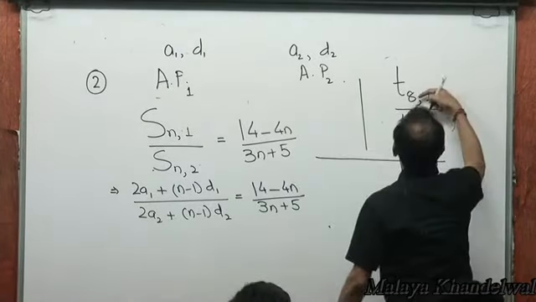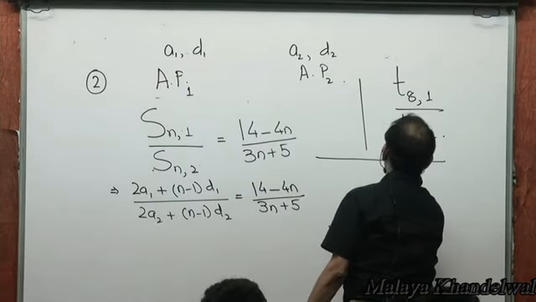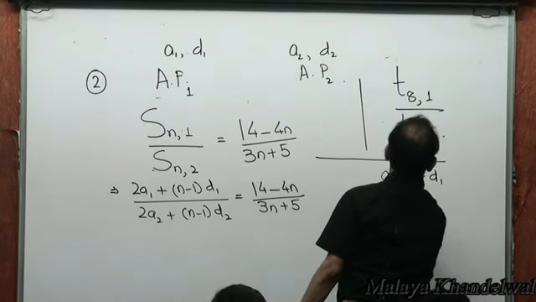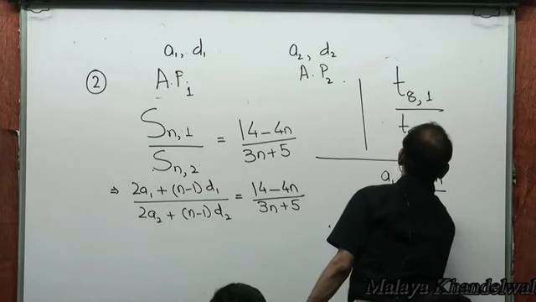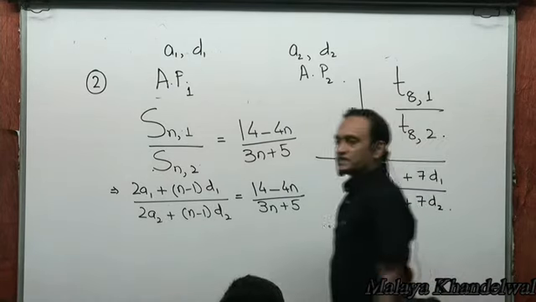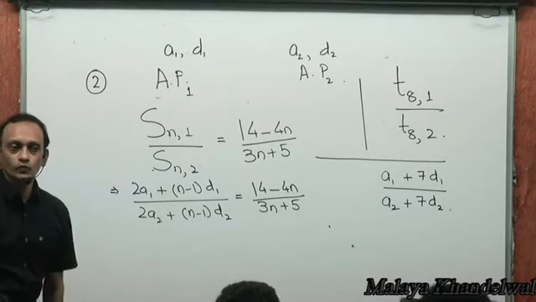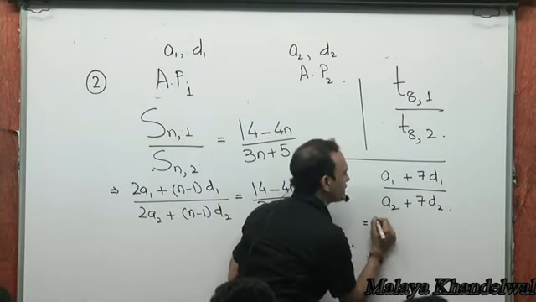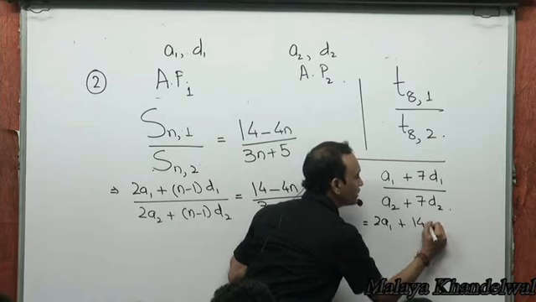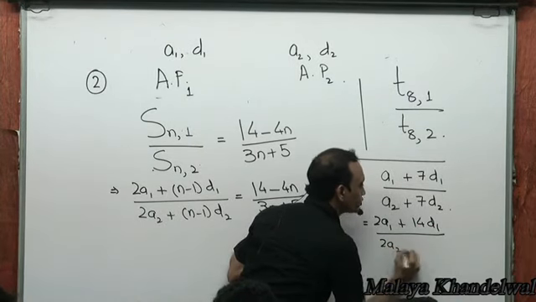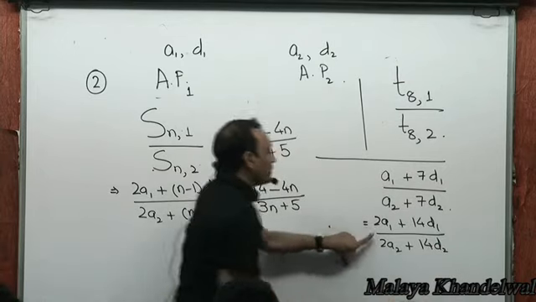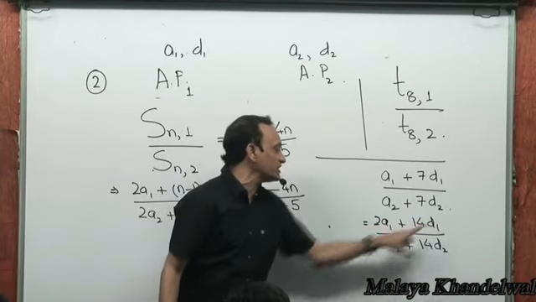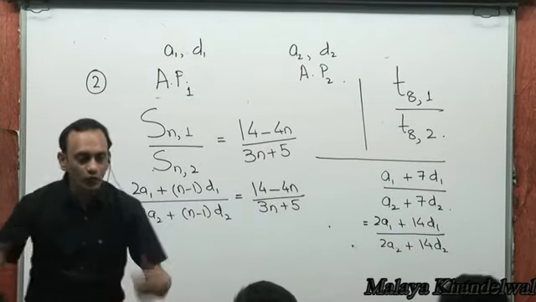Now what is it that we want to find? We want to be able to find the ratio of their eighth terms. That means the required ratio is going to be A1 plus 7D1 divided by A2 plus 7D2. That's what we are seeking to find. Yes or no? This is the ratio that we want to find. Clear? Now this you can write as 2A1 plus 14D1 divided by 2A2 plus 14D2. To bring about semblance of parity between these two expressions, I multiply by 2: 2A1 plus 14D1 by 2A2 plus 14D2. That's what we want to find.